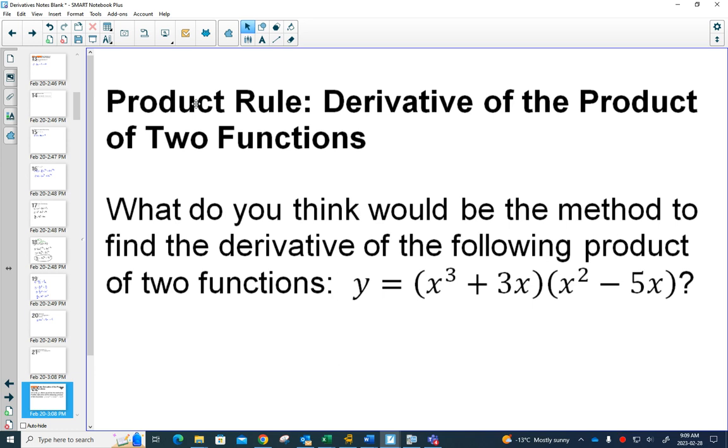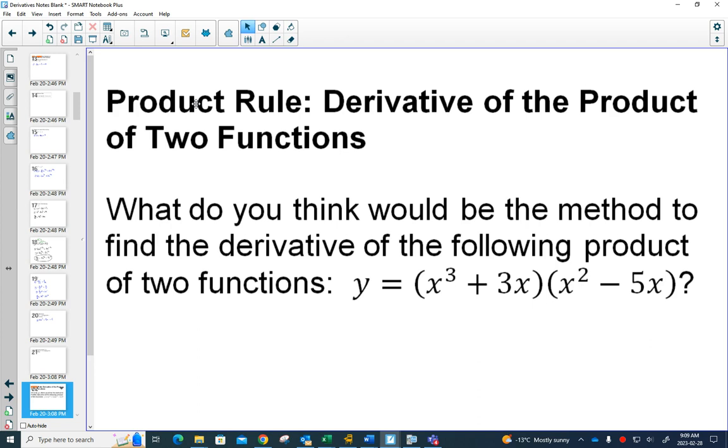What happens when you have two things multiplied together? At this moment, we can multiply it all out. If we multiplied it all out, I hope you see that you would get an x to the 5, and then you would get a 5x to the 4, and a plus 3x cubed and a minus 15x squared. It would not be hard to multiply that out, and then you could use your power rule and sum and difference rule and figure out the derivative right away.